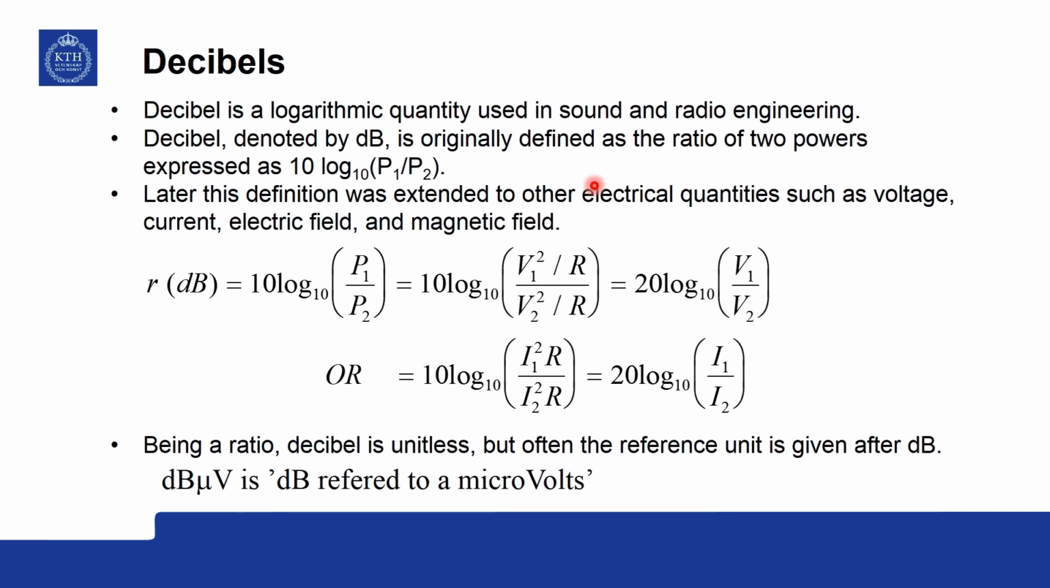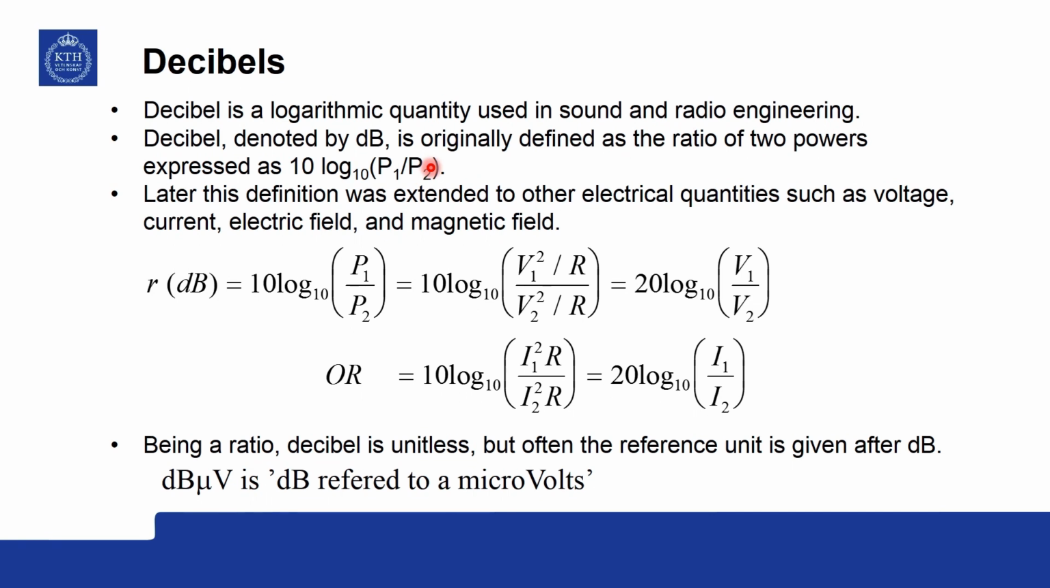So, it is originally defined as the ratio of two powers expressed as 10 log to the base 10 of P1 and P2. P1 and P2 are two powers. So, one may be from the signal source and one may be after amplification. So, you can see what is the gain. So, gain is P1 by P2, some ratio of powers you can define. So, 10 times log to the base 10.